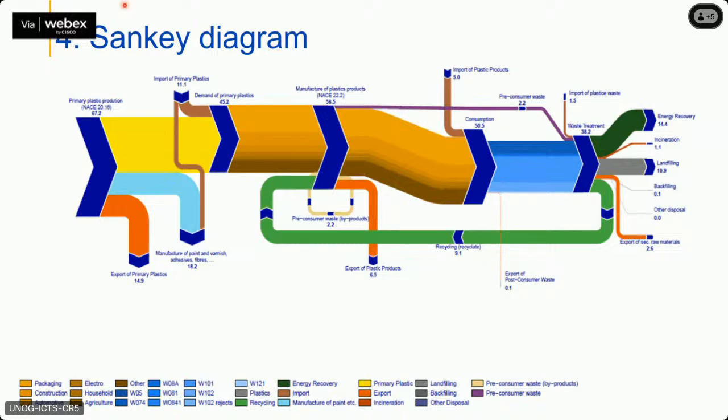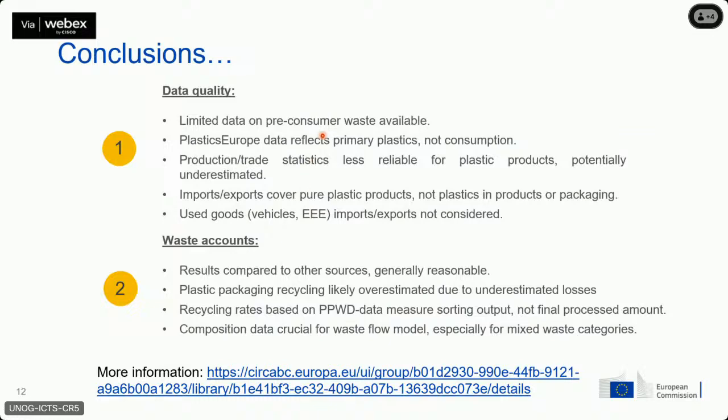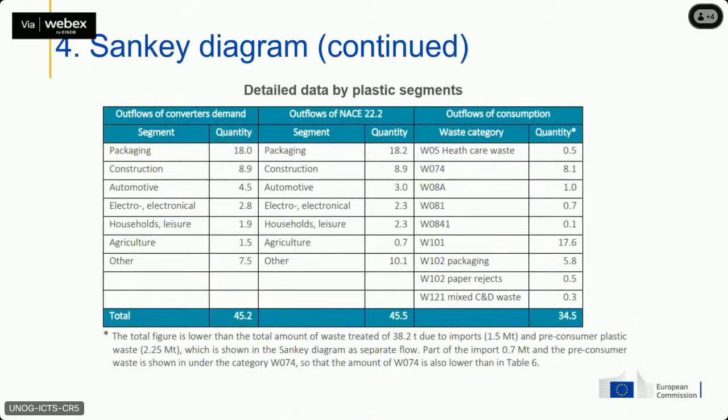So this was the final outcome of this part of the study about the plastics. We also have the numbers, these are the subcategories of plastic that correspond to the Sankey diagram, with these different segments that are these categorizations of Plastics Europe. And then the part of post-consumer waste uses the categorization of waste statistics.